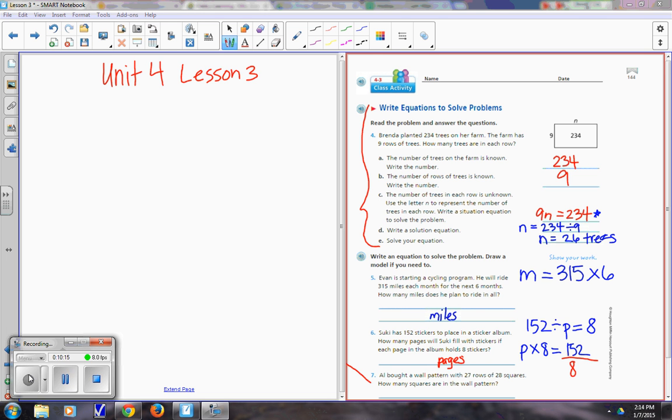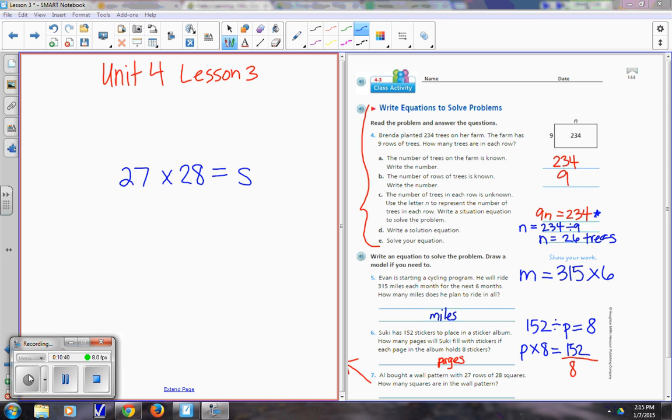I'm going to do number 7 over here for you. Al bought a wall pattern with 27 rows of 28 squares. How many squares are in the wall pattern? S for squares. There's my situation equation.